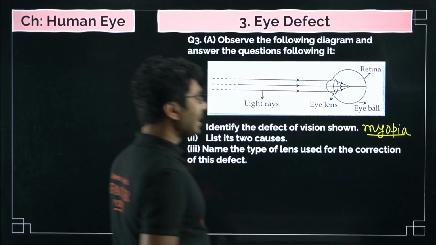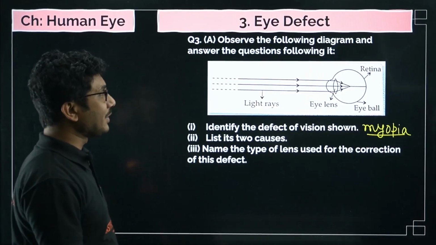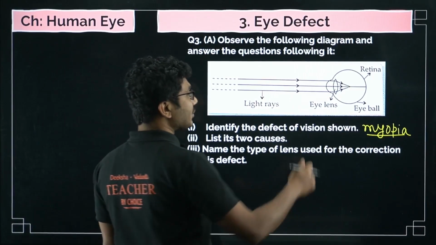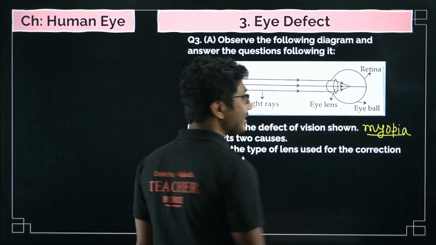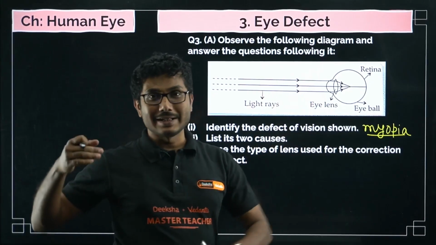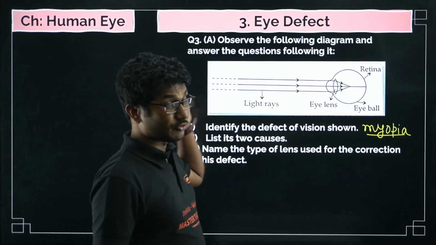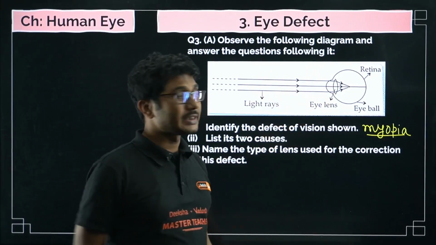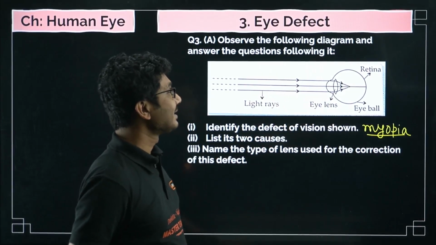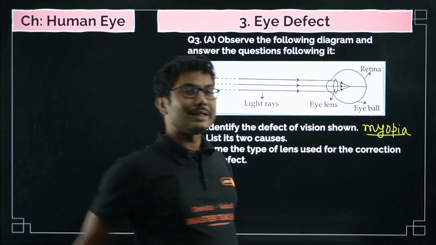Okay, this is myopia. Now its 2 causes. What can be the possible 2 causes? First of all, the thickness of the lens increases. Okay, thickness of the lens increases, that is the lens is now having more power. It is focusing the rays even before it reaches the retina.